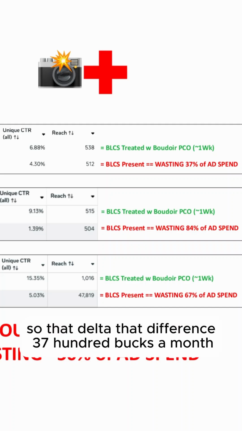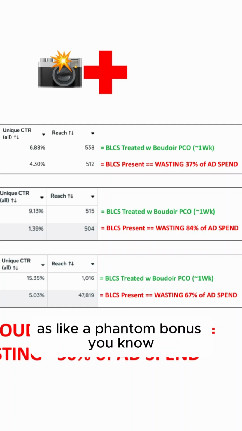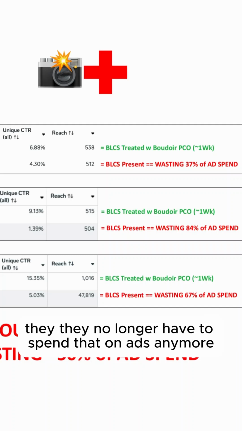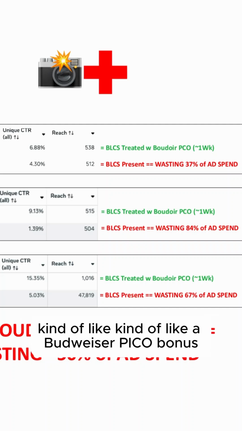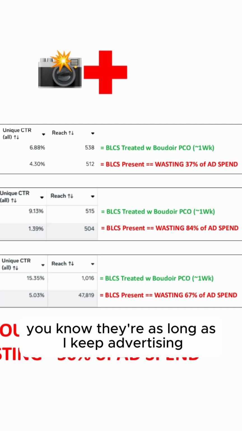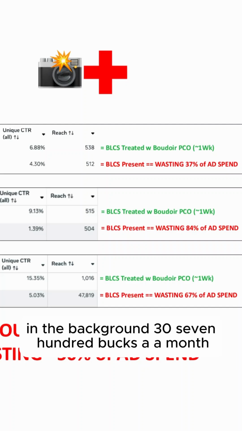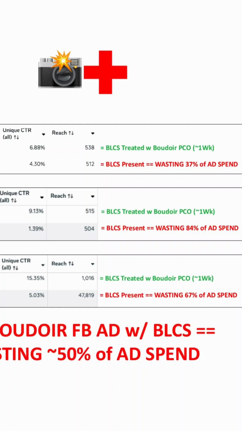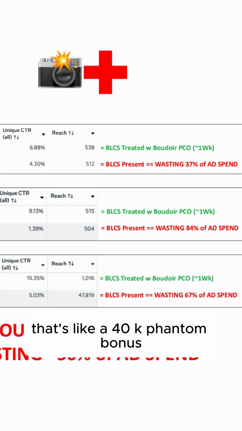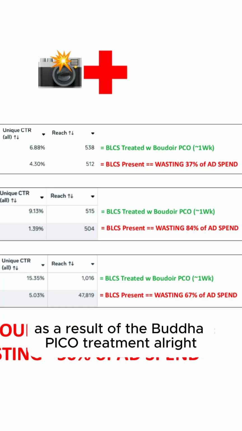So that delta, that difference, 3,700 bucks a month, they can just pocket that as a phantom bonus. They no longer have to spend that on ads anymore, kind of like a Boudoir Pico bonus. As long as they keep advertising, they're getting this phantom bonus in the background, $3,700 every single month. And at the end of the year, that's like a 40K phantom bonus that stayed in their pocket that they didn't have to spend as a result of the Boudoir Pico treatment.